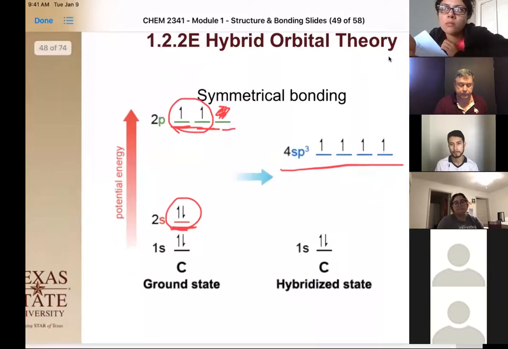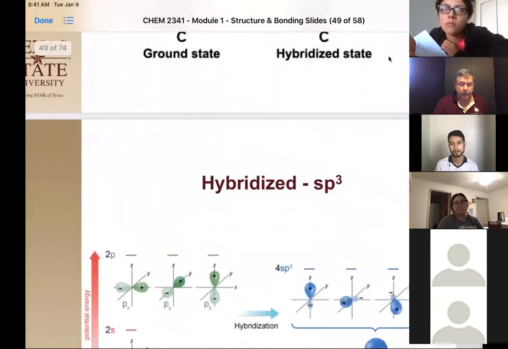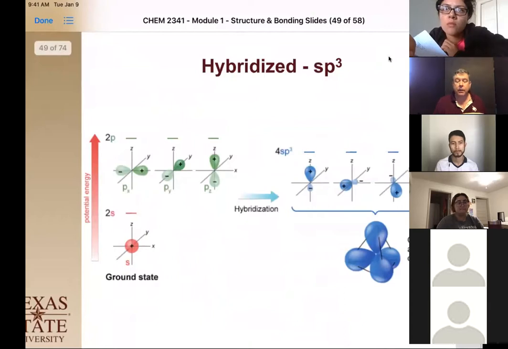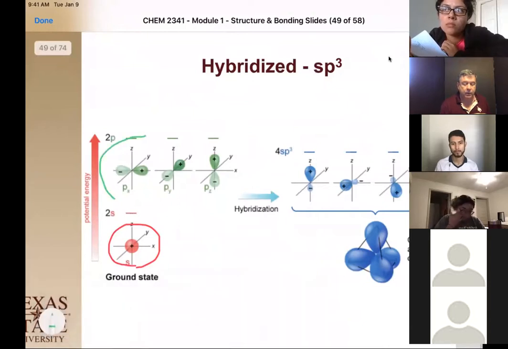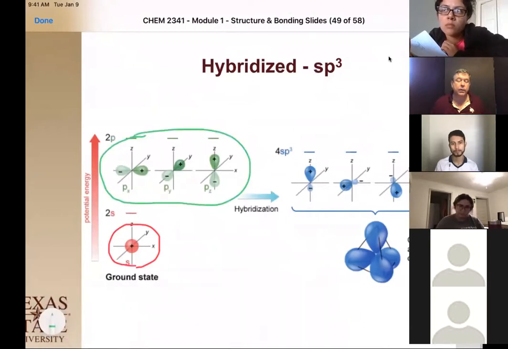Okay, so what that looks like is that we're going to have our s orbital here at this lower energy, and then we have our p orbitals, one in the x, one in the y, and one in the z. So that s orbital is spherical, and those p orbitals are symmetrical dumbbells.